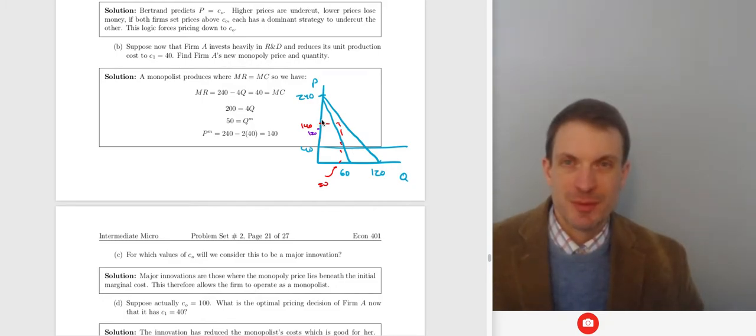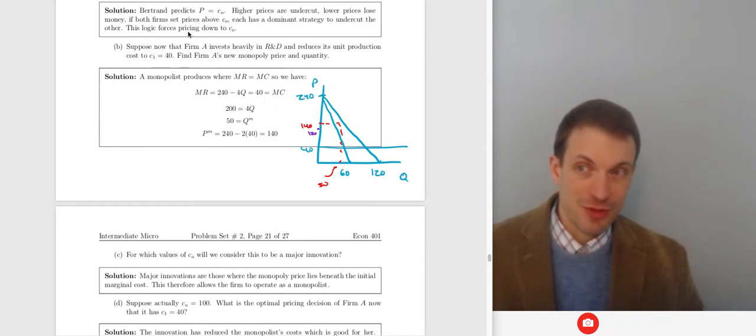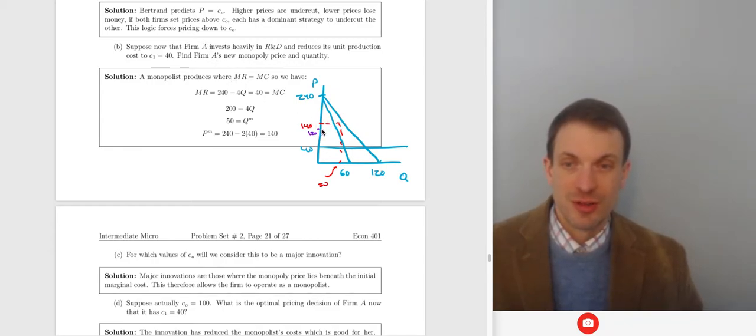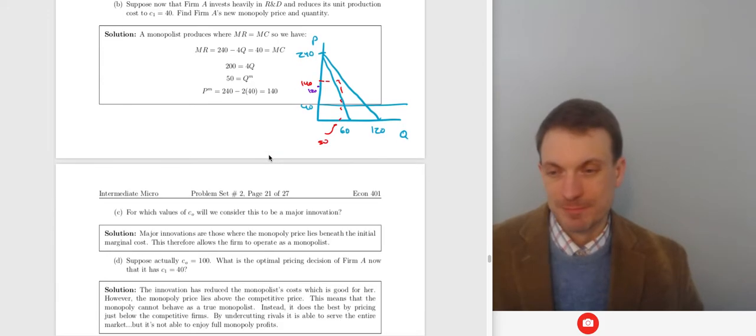Otherwise, we would not be able to successfully undercut this rival as a monopolist, because suppose the initial cost was like 120. Now, even though our monopoly price is 140, if we try to set the price of 140, we're not a true monopoly because you've innovated, but this other firm is still there. So they would be able to just keep their price at 120.